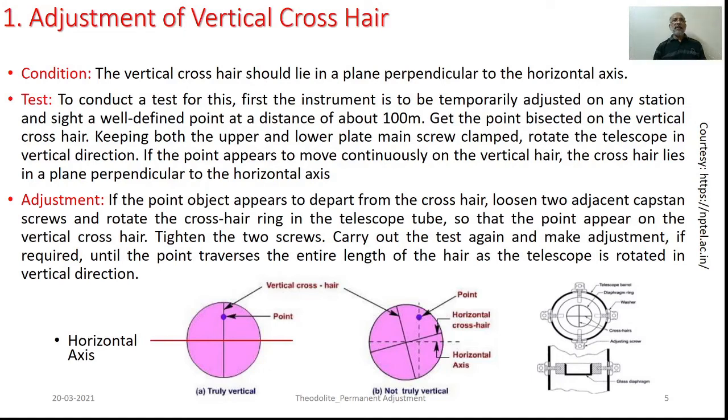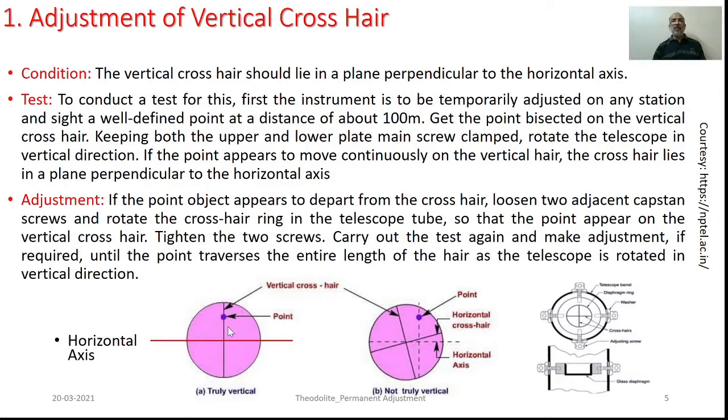So the first adjustment, here the vertical crosshair should lie in a plane perpendicular to the horizontal axis. So the way you see here, this is nothing but the vertical crosshair, whereas this is nothing but the horizontal axis. So this particular vertical crosshair should be perpendicular to this particular horizontal axis. It can be assessed very easily in field.